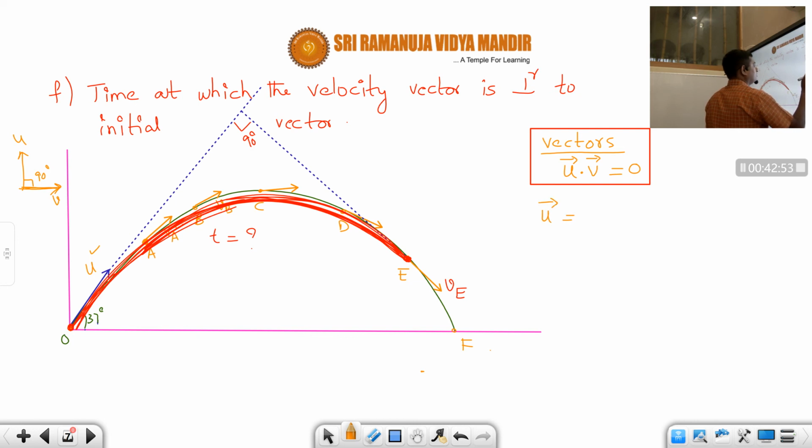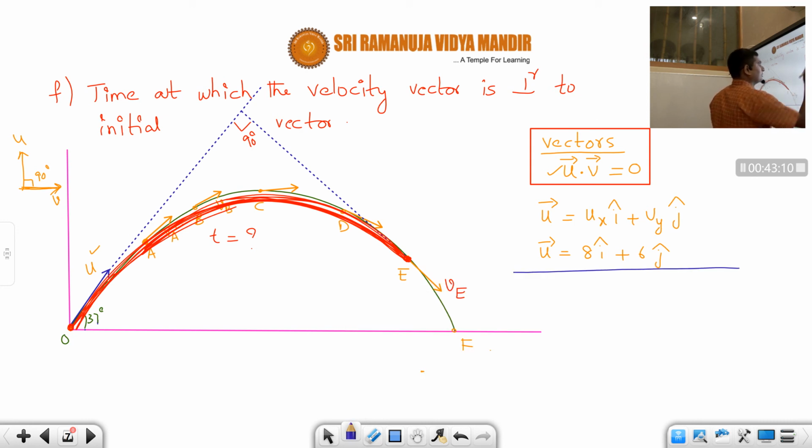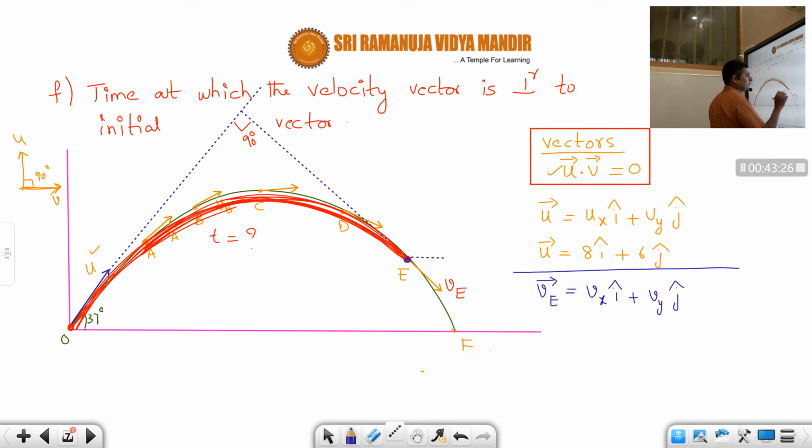U vector is equal to ux i cap plus uy j cap. Correct or not? What is ux? Already we have calculated, I think 8 i cap plus 6 j cap. So this vector we wrote. Now next, how to write the v vector? V vector means at point E. This v vector is nothing but vx i cap plus vy j cap, where this will have its x component and y component. This is called vx. This is called vy.